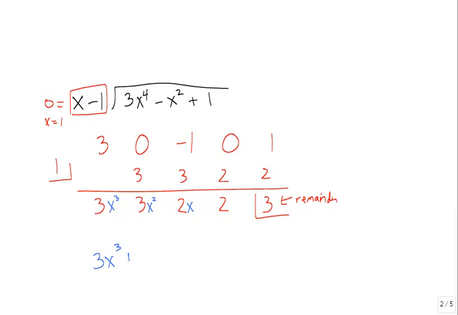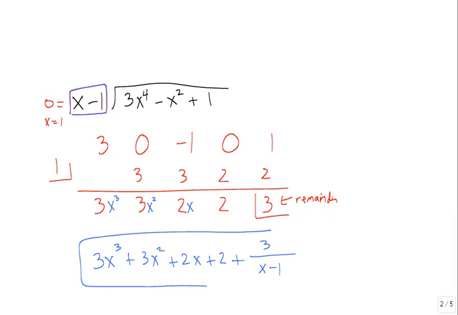So our answer is 3x cubed plus 3x squared plus 2x plus 2 plus our remainder fraction, the 3 goes on the top, and the divisor that we were dividing by originally goes on the bottom. So here's our solution.